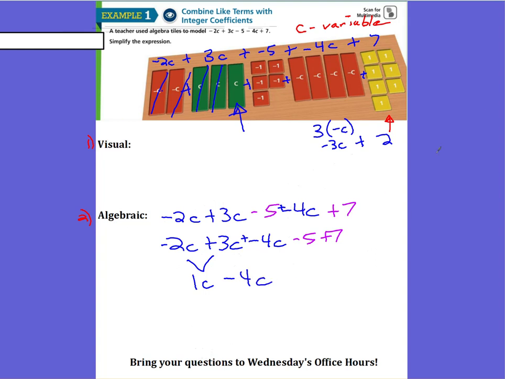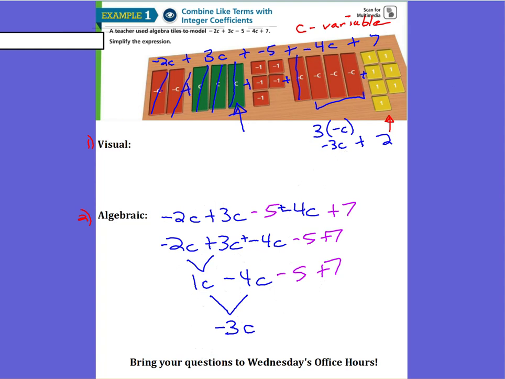-4C, -5 plus 7. And now let's combine the rest. So 1C minus 4C, that's the same thing as the operation 1 minus 4 with the C along for the ride. So 1 minus 4 is -3. And of course, these are C terms, so let's pop it down here. And that was the exact same thing I did when I canceled out this positive 1C with this negative C, and I had -3C left over.